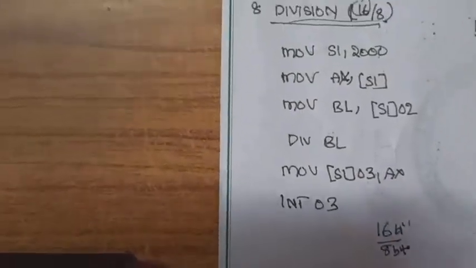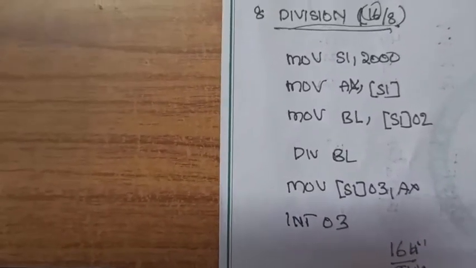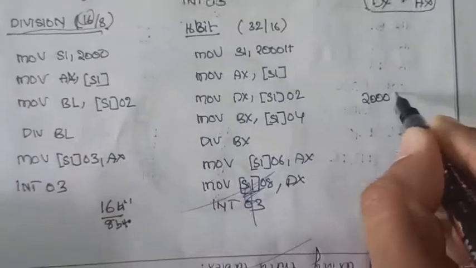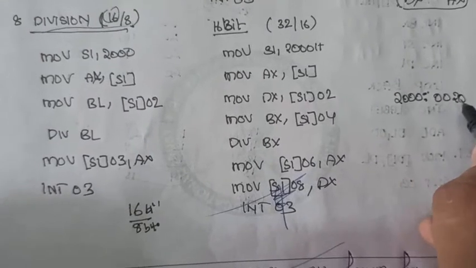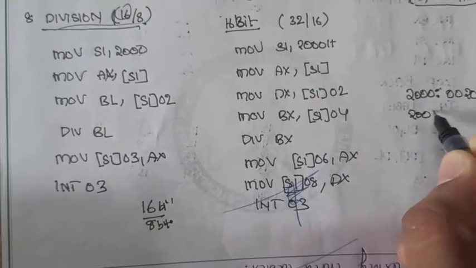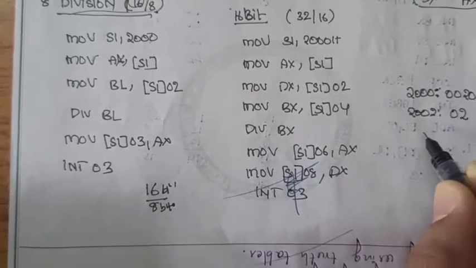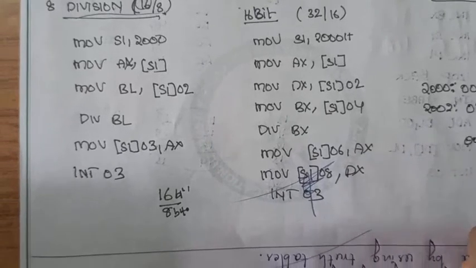Now let us see the logic here. Move SI comma 2000 and move AX comma SI. For example, in 2000 memory location I have taken 0020, and in 2002 memory location I have taken 02. Now what should be the result? It should be divided, and I should get 0010.